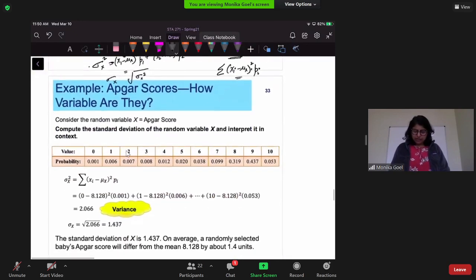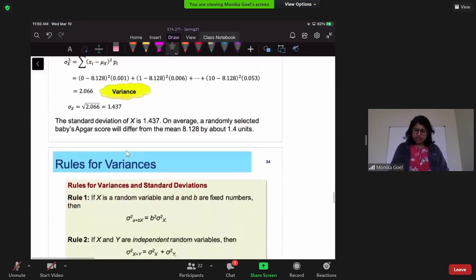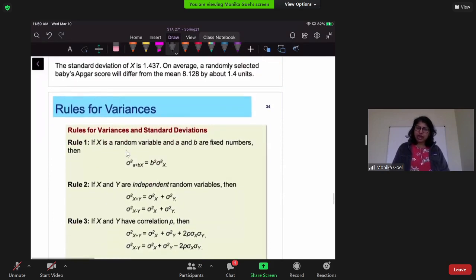So I think I will stop here. There is an example in the slide. Take a look at that. And then we will talk about the rules for mean and variance on Friday's class. And we will also talk about conditional probability. And in Monday's class, we will talk about Bayes' rule. And then we will be done with this chapter. And then we will have 2 review sessions. And then the following week is your test on chapter 3 and 4.